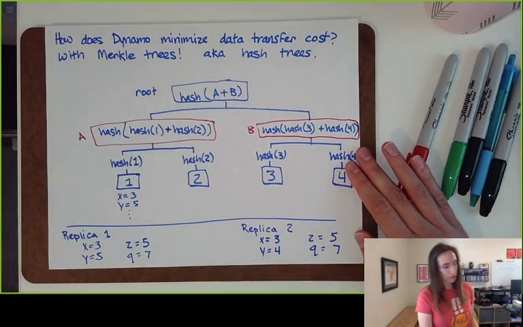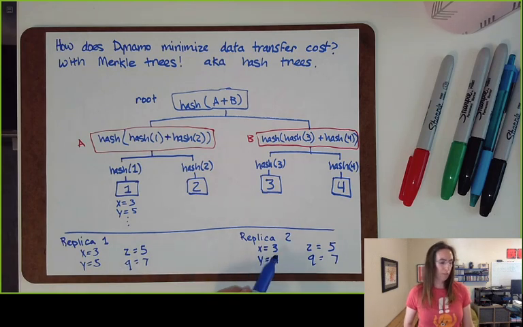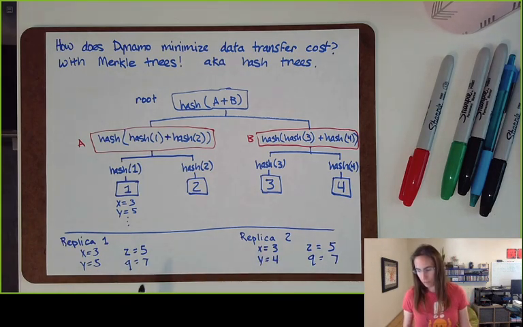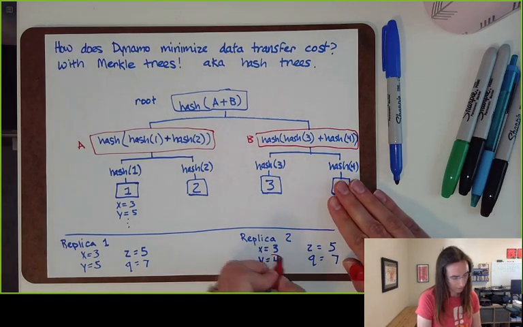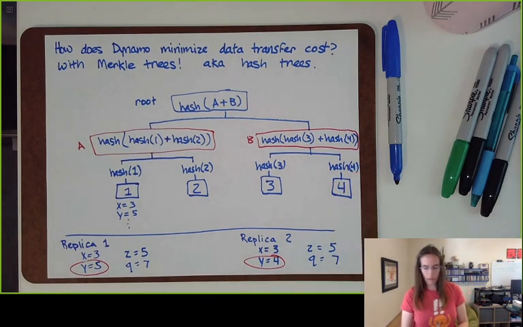It would be really, really expensive for replica 1 to have to send its whole state over to replica 2, or for replica 2 to send its whole state over to replica 1. And it especially seems ridiculous because there's only this one point of disagreement, right? But you don't know that until you talk to the other replica. How are you going to quickly find out that there's only this one point of disagreement between the replicas? So that's where Merkle trees come in.